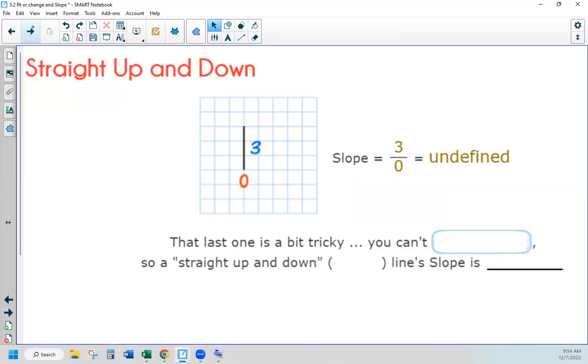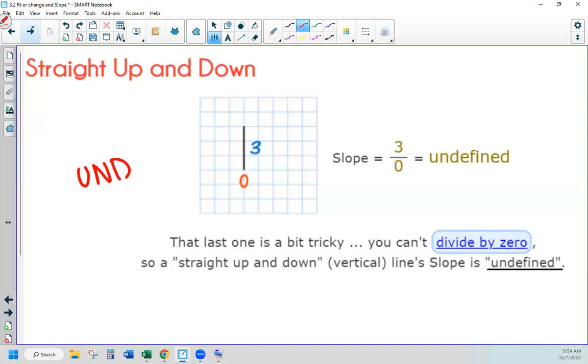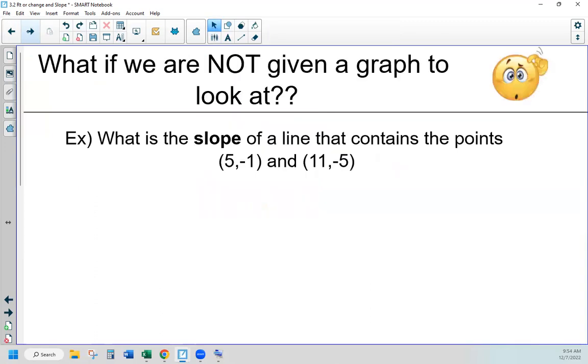So that last one is a bit tricky because you cannot divide by 0. So a straight line going up and down, which is a vertical line, the slope is undefined. That is the word that we use, undefined. You're going to see me use that a lot, undefined. All right, super simple. All right, let's move on to something a little bit more interesting. It's as easy, but more interesting.